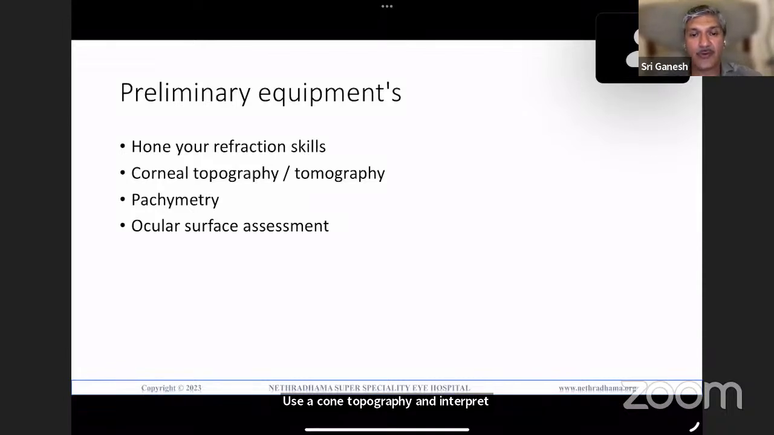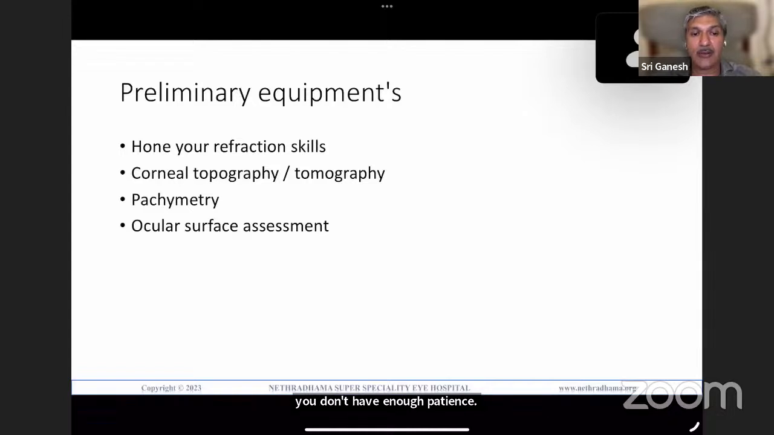And tomography, of course, is an additional benefit because you can see the posterior surface of the cornea, you get elevation maps, and you get thickness maps, which give you additional information. But again, you should be careful in investing, because as a young ophthalmologist you always have to look at your return on investment. Otherwise, it would be an overkill to get a tomography if you don't have enough patients.